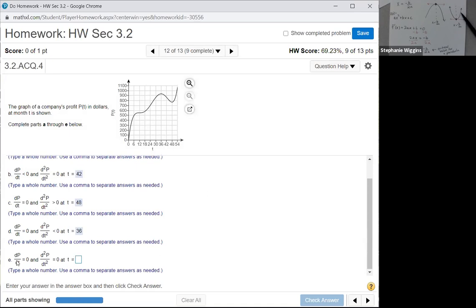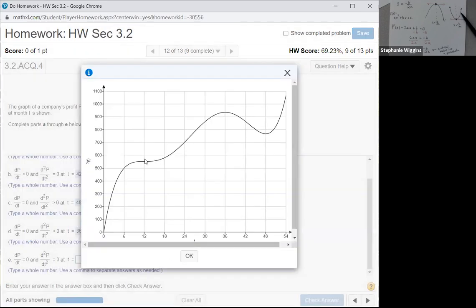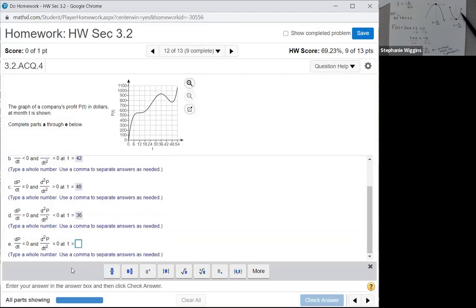Oh, we didn't finish it. There's part E. Inflection point and horizontal tangent, that would be right here at 12. Inflection point and horizontal tangent. So that's 12.